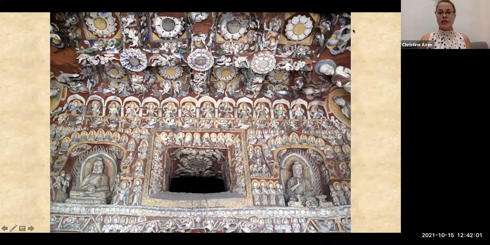Here's another example, just so you can see the lotus flowers and the rampant color and repeated imagery, and just so many stylized features that we can identify as Buddha.